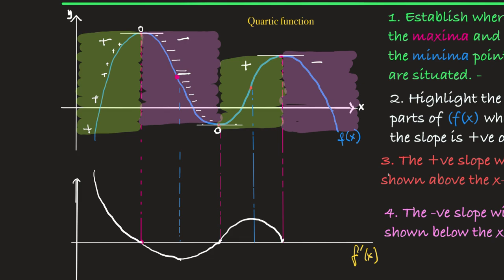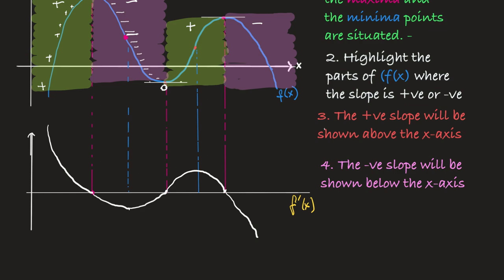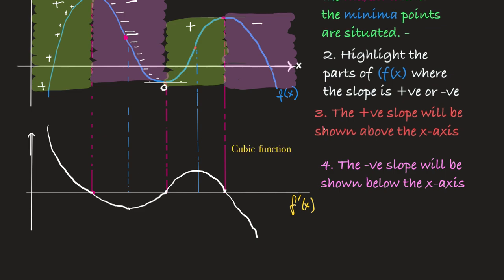And after that, we continue showing the negative slope below the x-axis. So it'll just go down and it'll continue going down. We now have a function with a minimum and a maximum, and this type of function is called a cubic function. Let's not stop there.